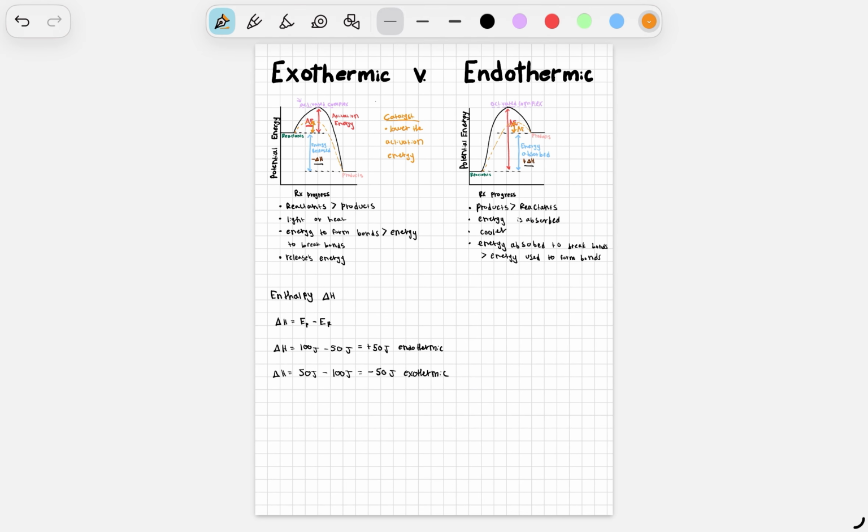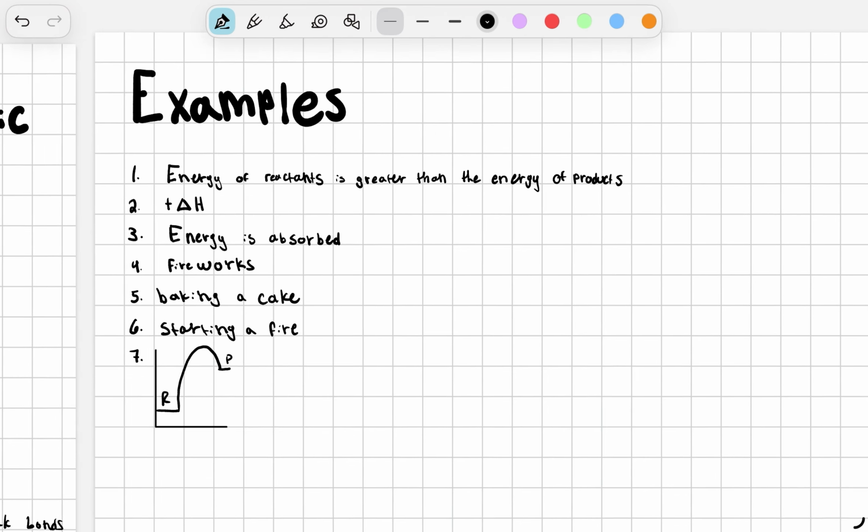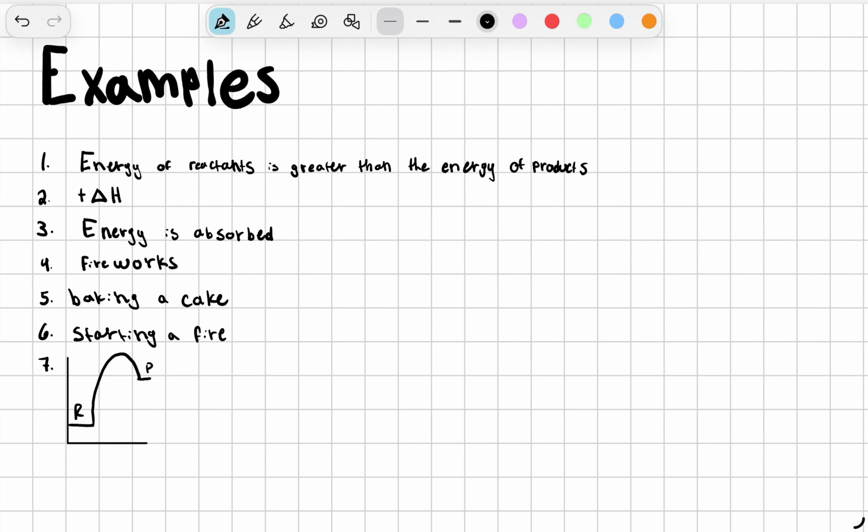Okay, let's go over some examples. So in these examples, we're going to determine if this is an endothermic or exothermic reaction. Number 1, energy of reactants is greater than the energy of the products. Well, this is exothermic. Number 2, if you get a positive change in enthalpy, well, that's going to be an endothermic reaction, because the products have higher energy than the reactants. Number 3, energy is absorbed. This is also an endothermic reaction.